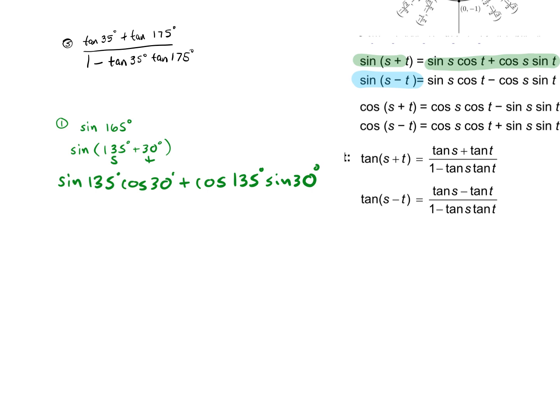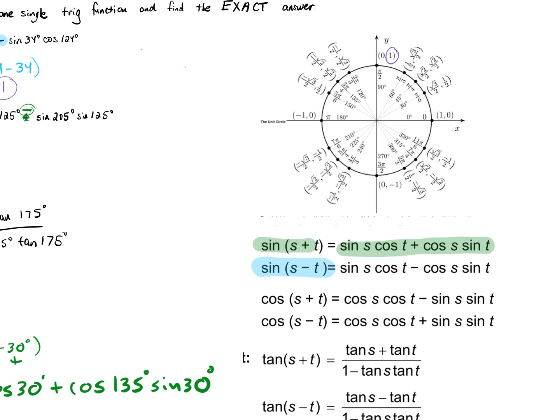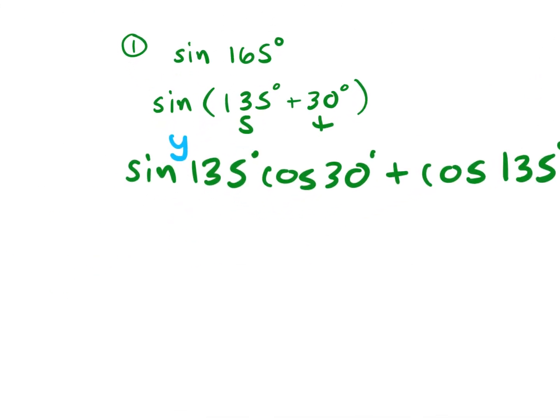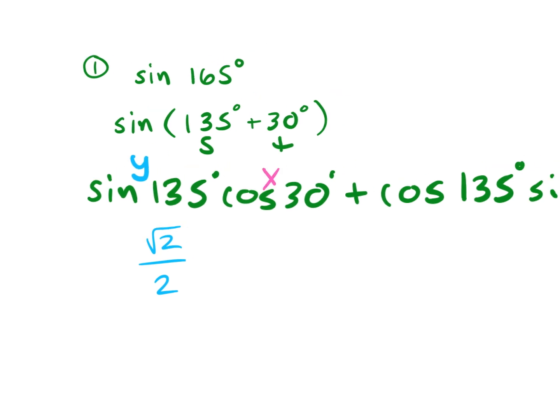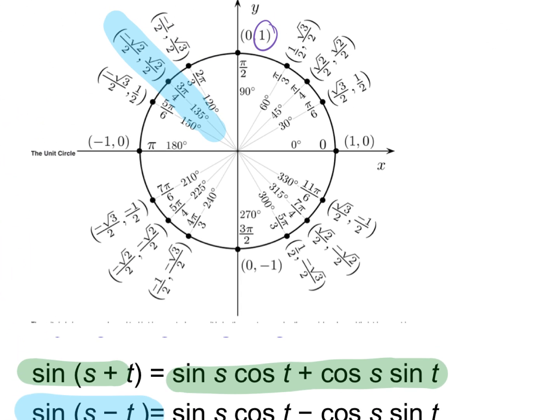Now sine of 135, sine tells us we have to look for what? The y. So go to our unit circle at 135. So we're looking here. What is our y? Square root 2 over 2. Now let's go to cosine of 30. Cosine tells us we have to look for the x. So I'm going to go to my unit circle. At 30 degrees, what's my x value? Square root 3 over 2.